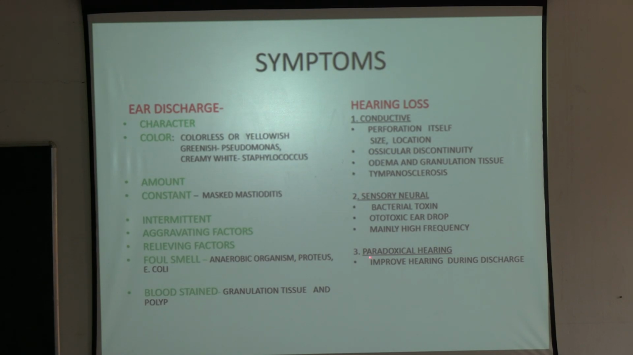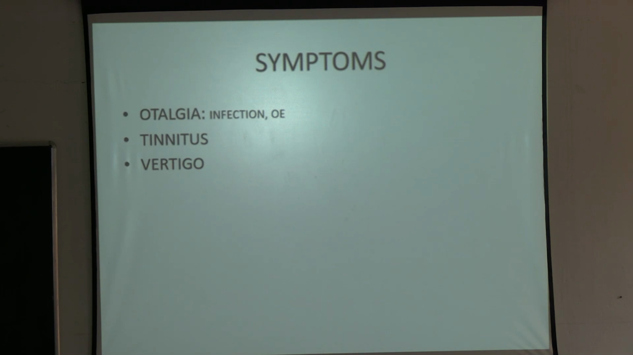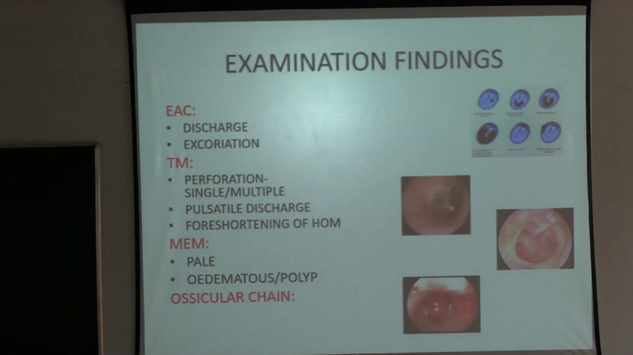Paradoxical hearing, what is paradoxical hearing? It improves hearing during discharge. When there is discharge, the patient hears better than when ear is dry. Due to phase difference of sound conduction system. Symptoms, otalgia, tinnitus and vertigo. These are the main symptoms of otitis media mucosal variety.